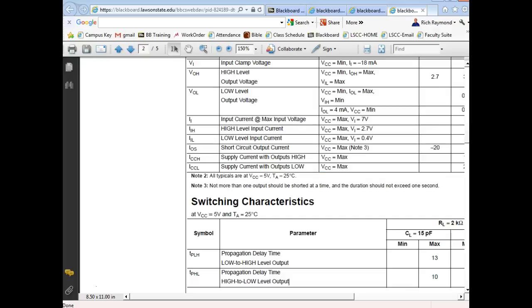So what does that mean? So what I've got, let's look at some data sheets. And what we're going to do is look at, I think it's 7405.